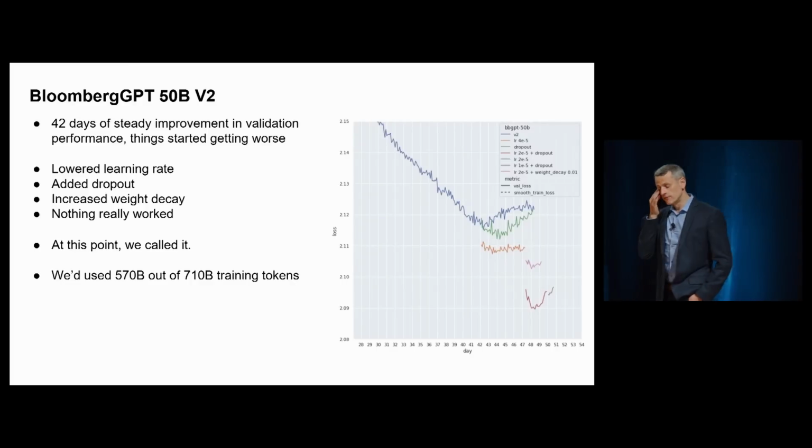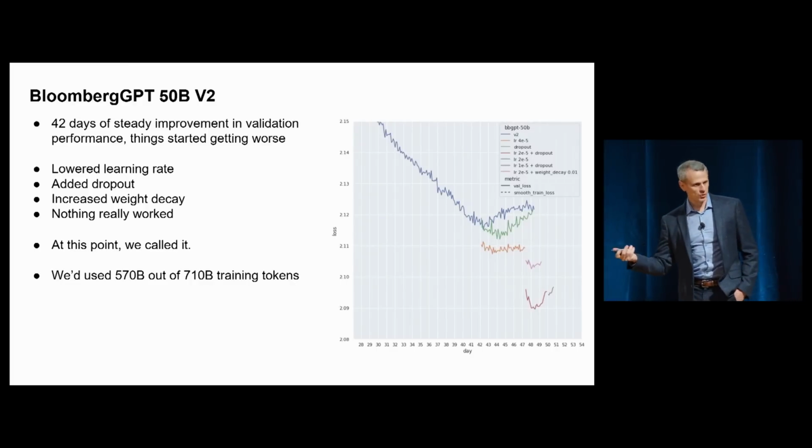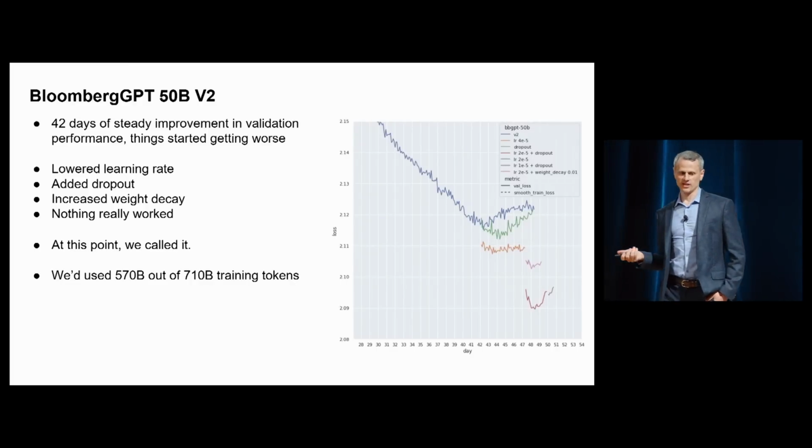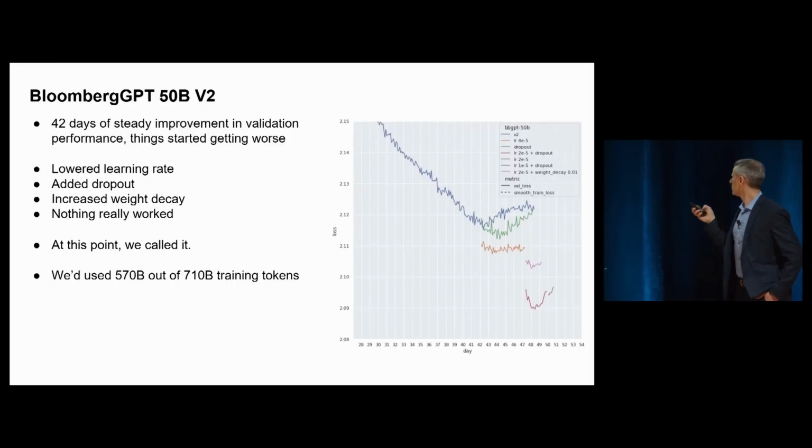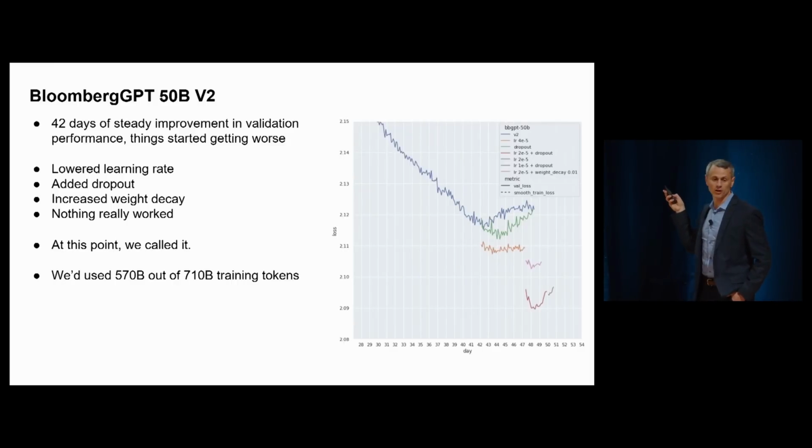Now, the short story of version 2 is that things trained rather well for 42 consecutive days. This blue curve on the left is our performance, our loss. We want it to go down. It's going down fairly steadily for 42 days. And then at 42 days, that curve makes a left turn and starts heading straight back up.